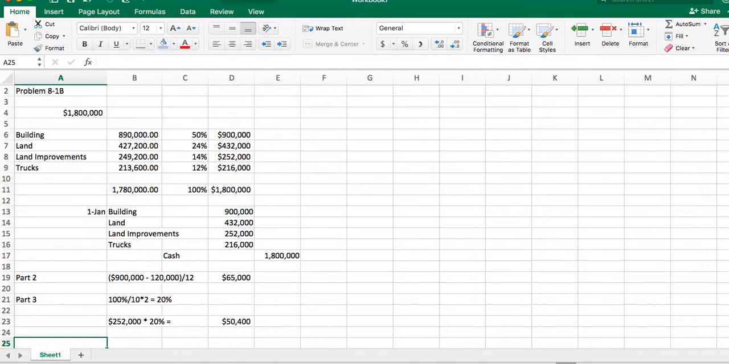Okay, that's problem 8.1b. The next one we're going to look at is 8.2b. And I'm on the same page, page 382. And in this problem, we have a company that installed a new machine costing $324,000.